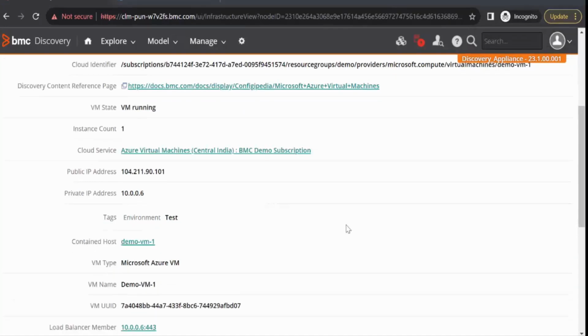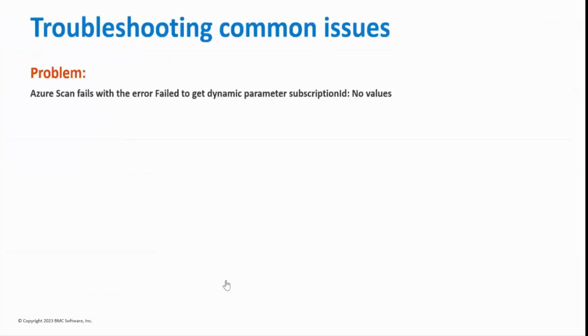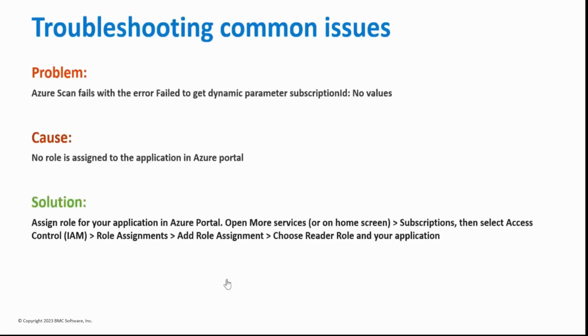Now let's talk about troubleshooting some of the common issues. The first issue: when testing Azure credential in Discovery, we see an error like "failed to get dynamic parameter subscription ID, no values". This could happen if no role is assigned to the application for any subscription available in Azure. So please make sure you have assigned the reader role to the application from the subscription's access control.